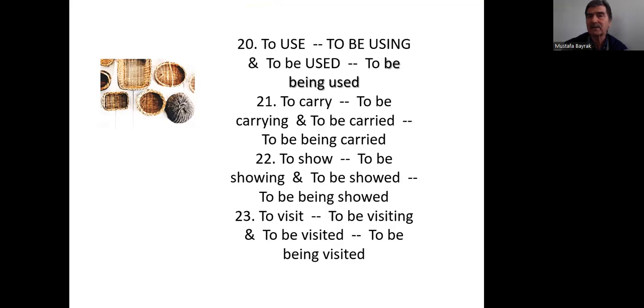They are using the car, but to be used, a car is used by them. To be being used, right now, a car is being used by them. Don't worry, they don't need a car. A car is being used by them today, now.